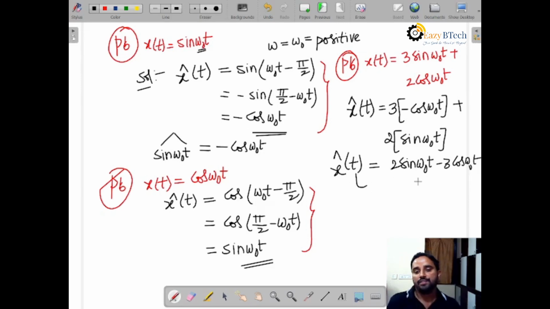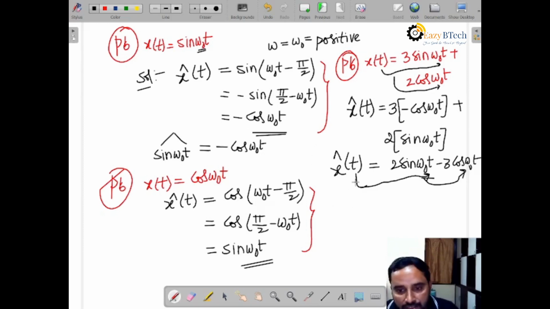So the domain of the signal is the same. After the Hilbert transform, the signal is in the time domain only. Before the Hilbert transform, the signal is in the time domain, right? So the domain of the signal does not change. This is the Hilbert transform. To provide plus or minus 90 degrees phase shift, we can use the Hilbert transform. Okay.